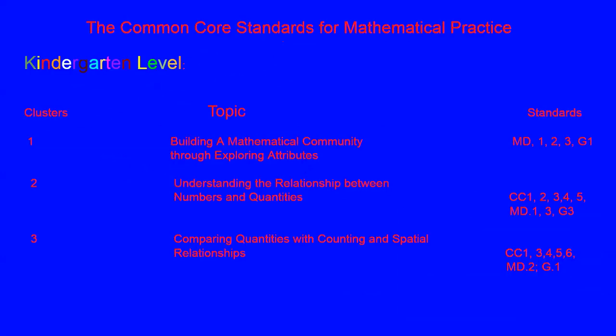The Common Core Standards for Mathematical Practice. In the kindergarten level, there are 7 clusters, but for this presentation, I will only address 3. For the first cluster, there's the topic of building a mathematical community through exploring attributes. Then you have standards. And there's a second cluster, and the topic for the second cluster is understanding the relationship between numbers and quantities. And then you have another standard. The third cluster, the topic is comparing quantities with counting and spatial relationships. And then there's another standard.